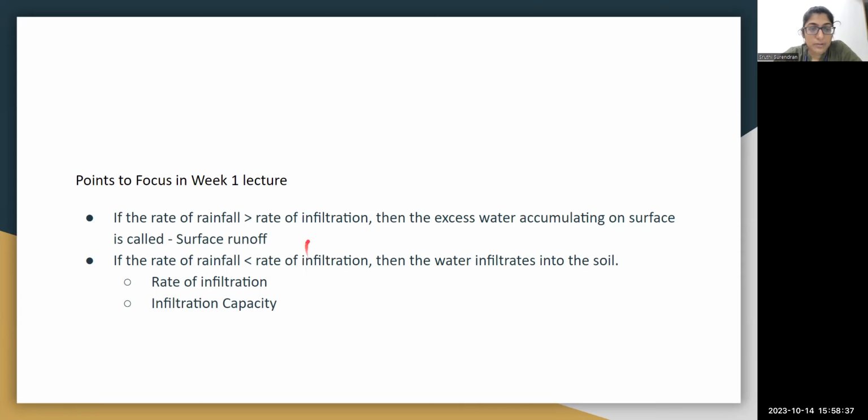So you might want to focus on the relation between the rate of rainfall, intensity of rainfall, and infiltration rate. You would also want to understand terms like rate of infiltration, infiltration capacity, and all that, which is also coming in later weeks. But again, this is something that you have to learn.